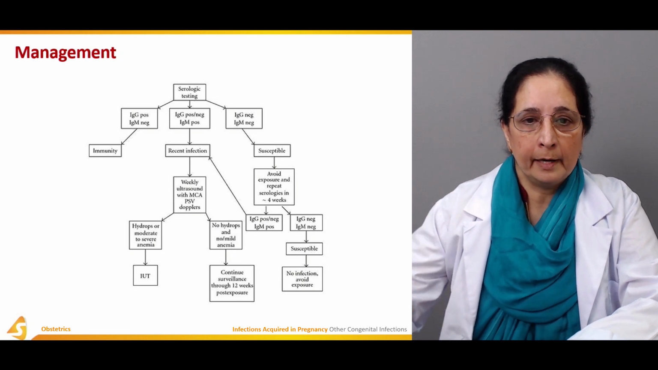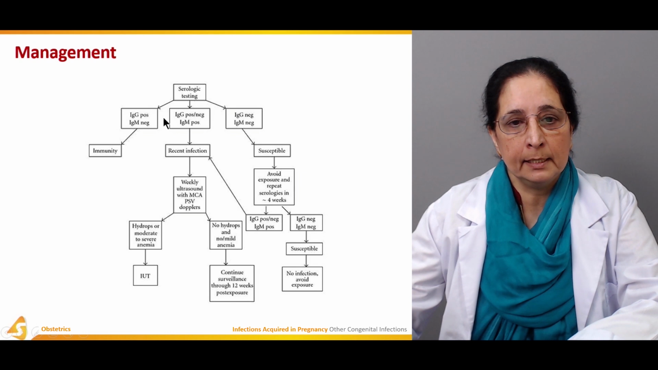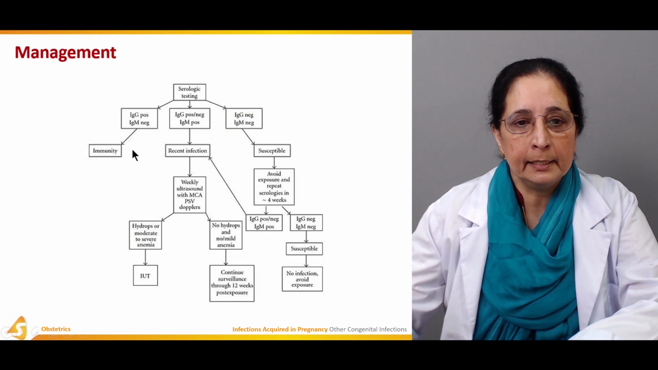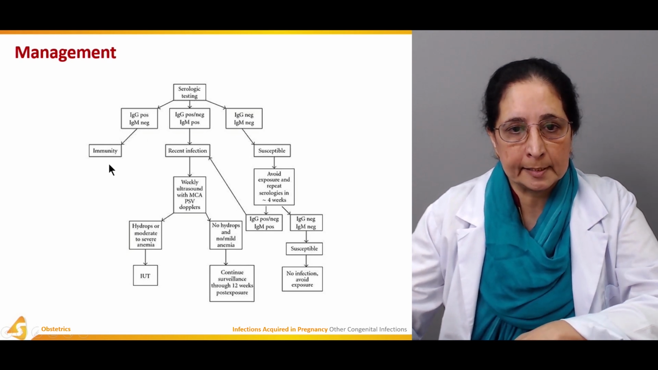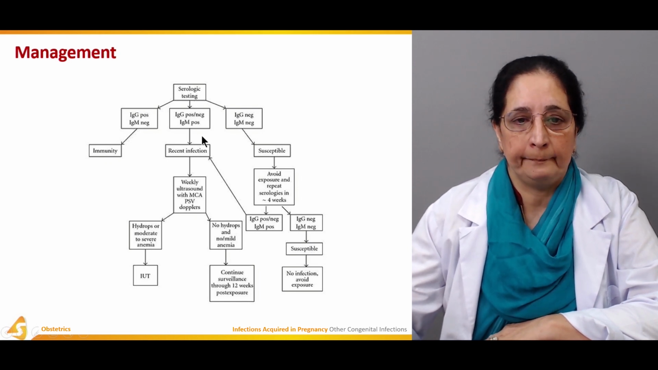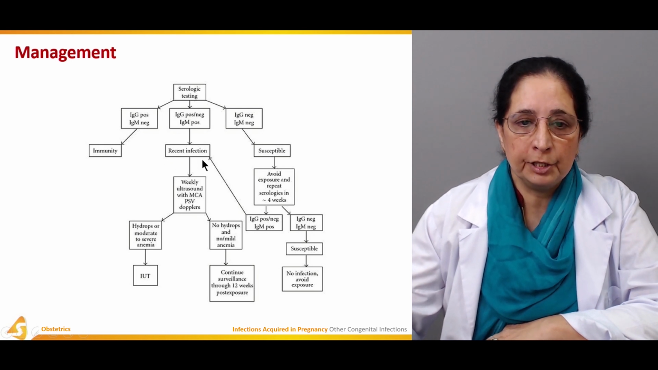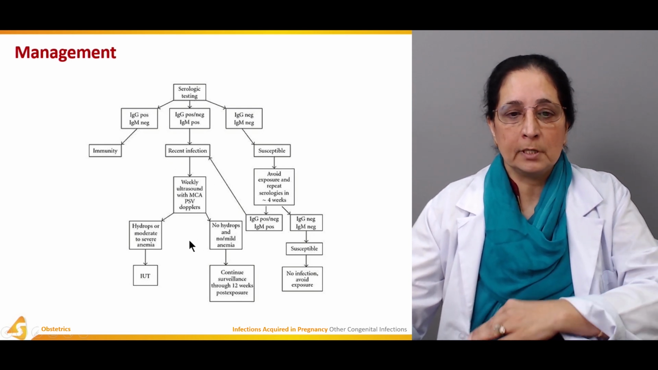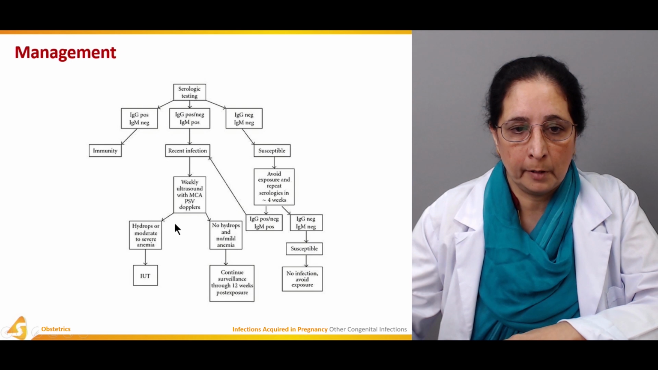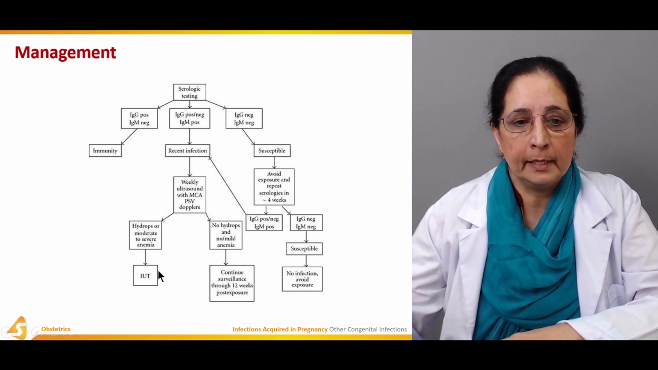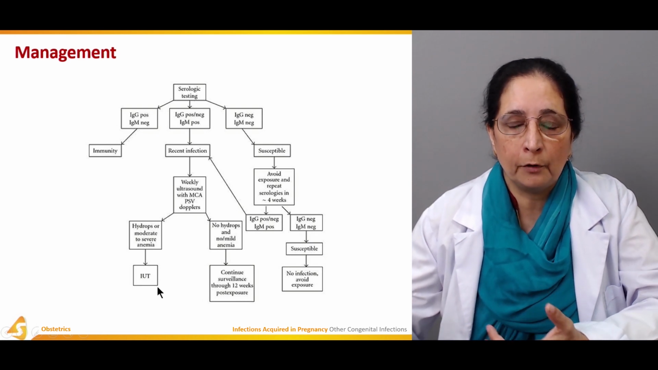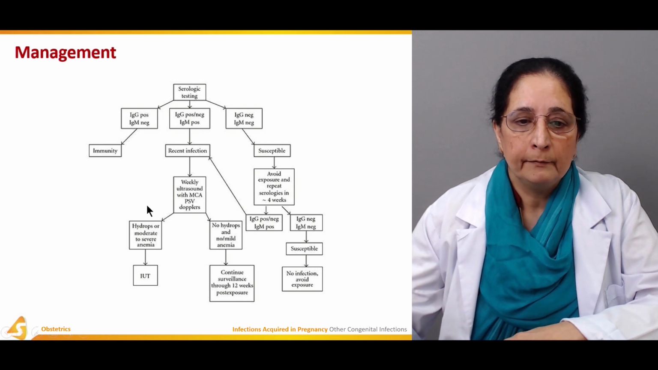Management of parvovirus: we do serological testing. If it's IgG positive and IgM negative, it means the immunity is present. If it's IgG positive or negative, but IgM positive, then it means the infection is recent. Weekly ultrasound with the MCA PSV Doppler is performed, and if there is hydrops or moderate to severe anemia, then intrauterine transfusion is performed to treat that anemia which is present.